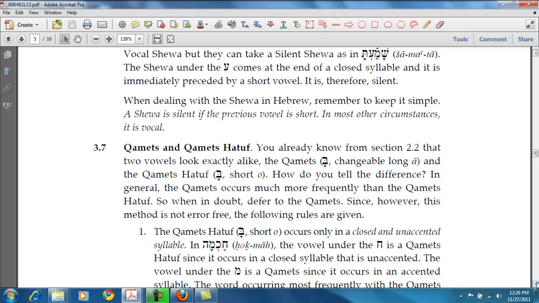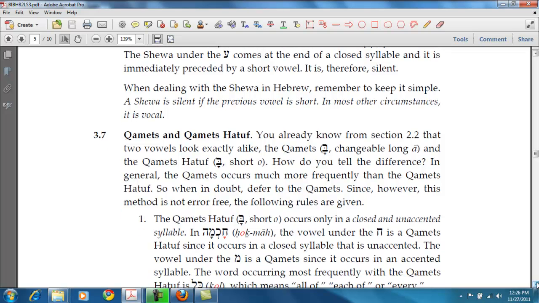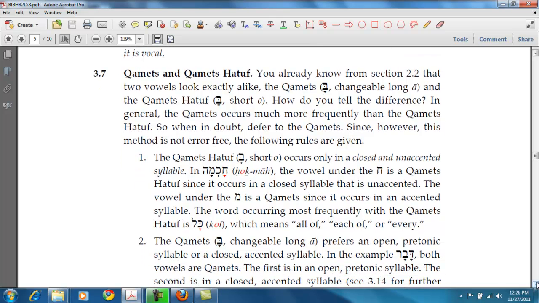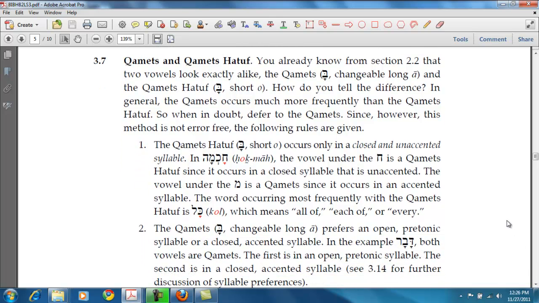Now let's get into understanding the kamets and the kamets hatuf. How can we make a distinction which is which here? We already know from section 2 that two vowels look exactly alike: the kamets, which is a changeable long A, ba, and the kamets hatuf, which is a short O. How do you tell the difference? In general, the kamets occurs much more frequently than the kamets hatuf, so that's a good thing. You don't really have to worry so much about the kamets hatuf. So when in doubt, defer to the kamets.